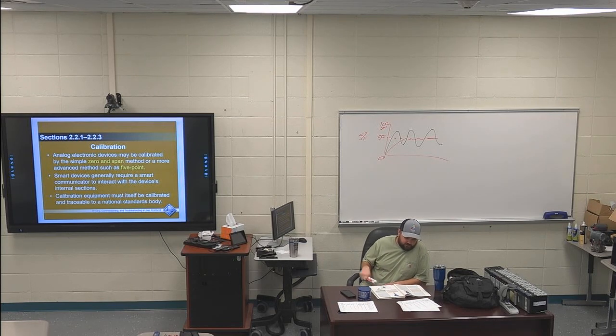Calibrating analog instrument loops, 221 on page 12. I've got the second sentence highlighted, I guess second and third sentence. The normal calibration adjustment involves only setting the zero value and the span value because there is effectively only one adjustable operation between the input and output. This procedure is often referred to as a zero and span calibration. I feel like we've talked about that enough.